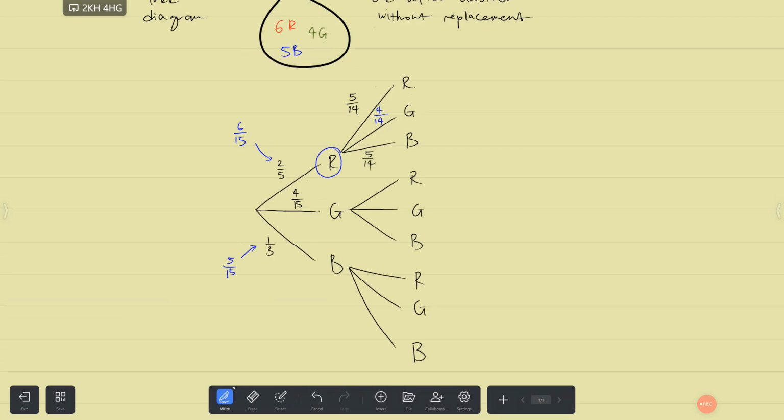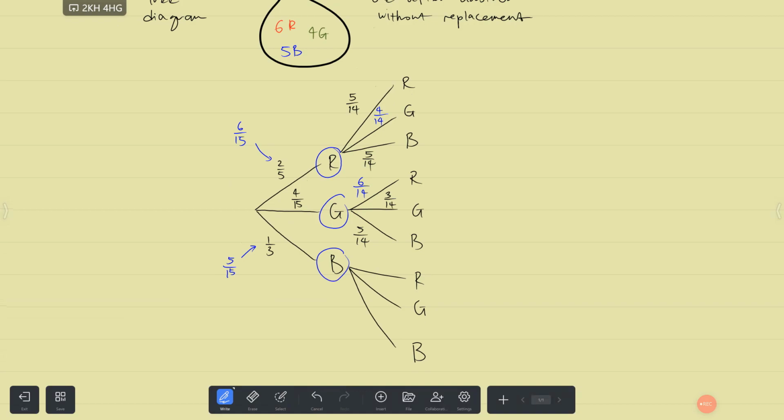Next, if you've taken out 1 green marble, you're left with 6 red marbles. So it becomes 6 out of 14. Here you can simplify as well, so keep that in mind. I'll put that 6 out of 14. And now you have 3 green marbles because you've taken out 1 green marble, so 3 out of 14. This doesn't have to be simplified. And you're left with 5 blue marbles out of 14 marbles in total.